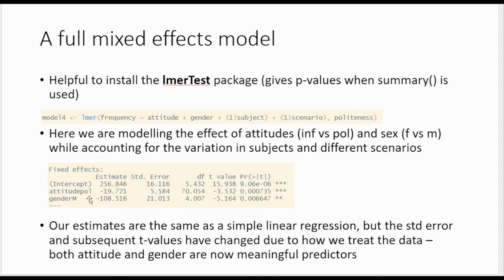Our standard errors for attitude have decreased substantially, right? And that in turn has allowed us to have a significant outcome, as opposed to a larger standard error, which was rather inflated due to our aggregation. So our standard error and our subsequent t-values have changed due to how we treat the data. Both attitude and gender are now meaningful predictors.